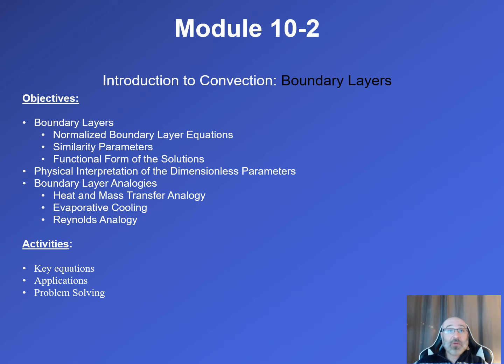For the second section, our module 10.2, we're now going to get into some of the boundary layer discussion. So within boundary layers, we're going to take a look at the normalized boundary layer equations, some similarity parameters, and then the functional form of the solutions. Then we'll get into discussion on the physical interpretation of the dimensionless parameters, along with our boundary layer analogies, specifically looking at our heat and mass transfer analogy, evaporative cooling, and our Reynolds analogy.